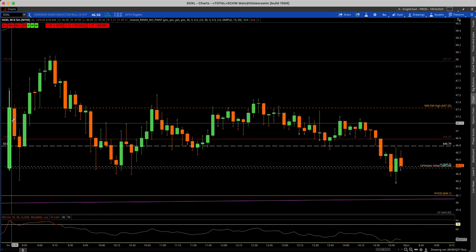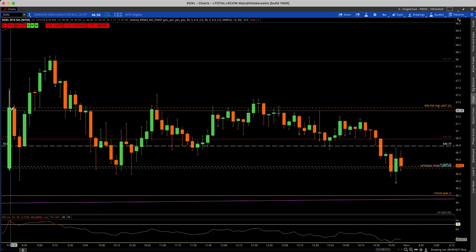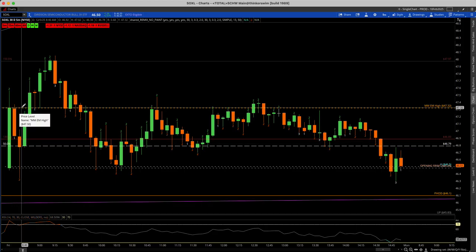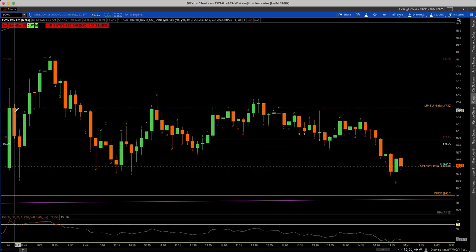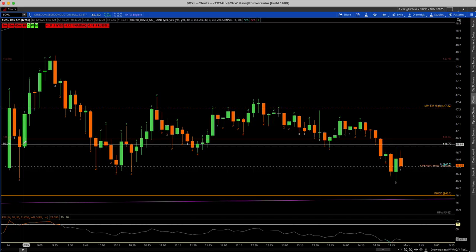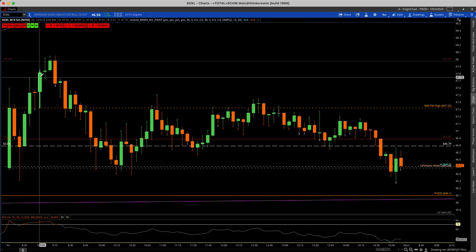So although it did shoot through it in that first 5-minute candle, you can see it rejected off of market makers expected move high and pushed back down to get that bounce and that confirmation that it was going to be a level of support. So we did grab calls here for the 12th, and things are looking good pretty early on.